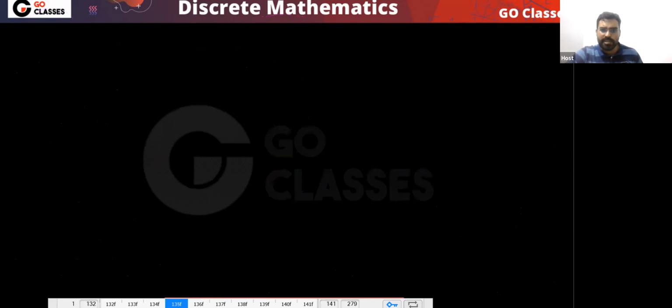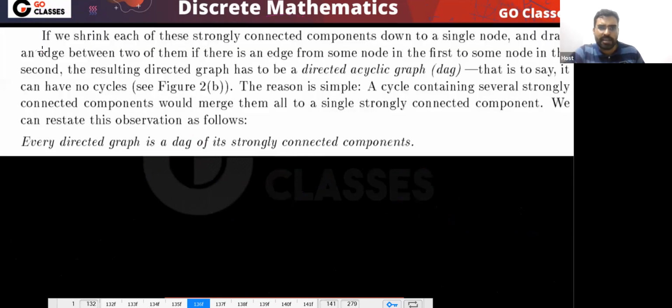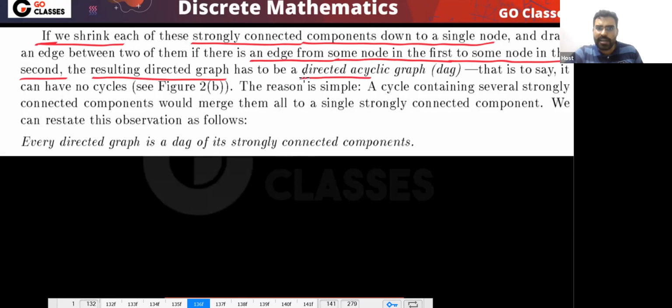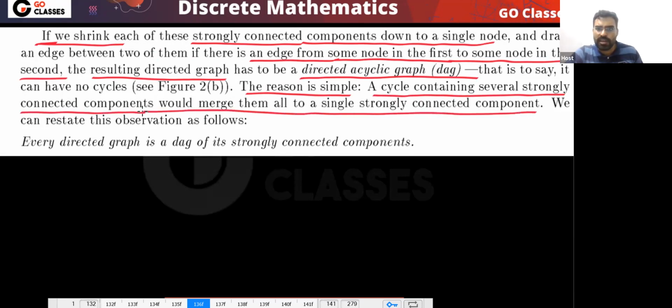Is this concept clear? Remember, this is a very simple idea. If you shrink each strongly connected component down to one vertex, and you put an edge from some node to some node, then the resulting graph will be a directed acyclic graph. The reason is very simple: if you had a cycle of strongly connected components, you would have merged them all into a single one.